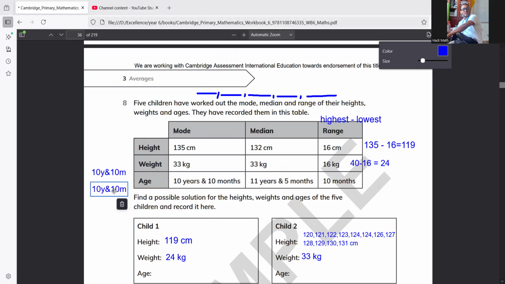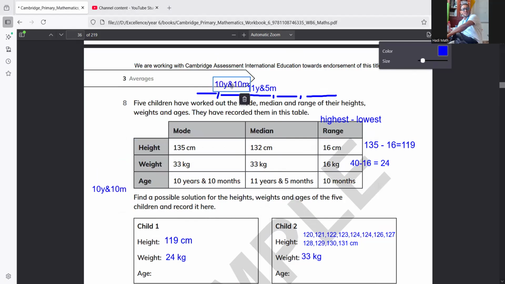Then we say the median, the one in the middle. We say it's 11 years, 11Y, and 5 months, 5M. This one is the median, so put it in the middle. The median is over here, the middle number: 11 years and 5 months. And we say the range is 10 months. So before we go on, both of these numbers are less than 11 years and 5 months, so both of them will be here.